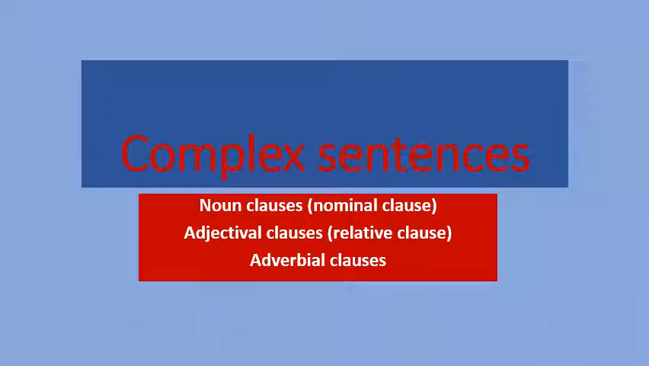Hi everyone. Today I'm going to talk about complex sentences. In this presentation, I will tackle the types of sentences, and as we know, there are three types of complex sentences. We have noun clauses, adjectival clauses, adverbial clauses. For some people, they call it nominal clauses, relative clauses, and adverbial clauses.